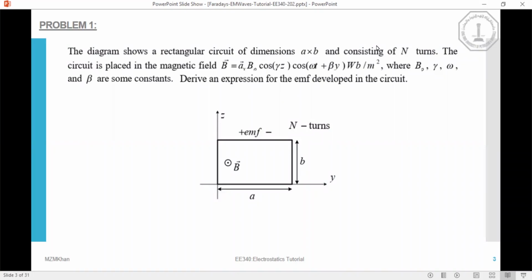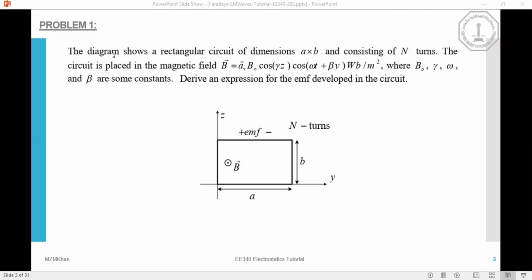By the way, you can pop up anytime, or you can raise your hand and ask a question, or if you want to clarify anything, you can ask to clarify. Okay, so let's start. This is the problem where we are testing the students' understanding of Faraday's law.